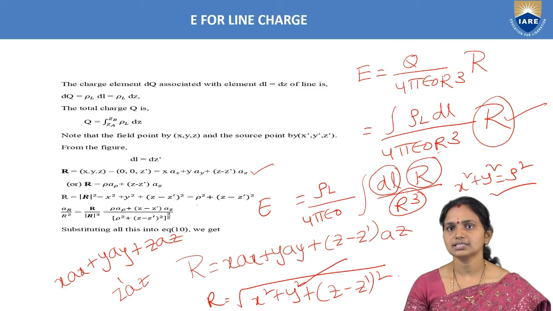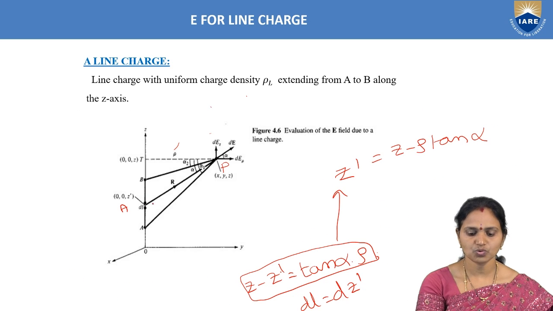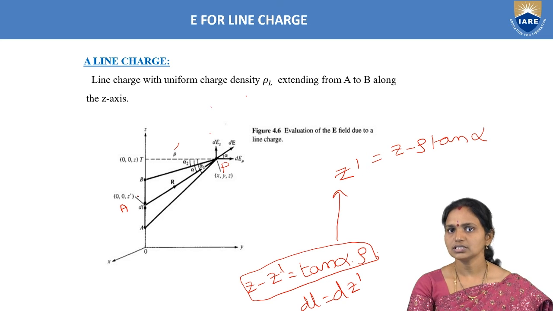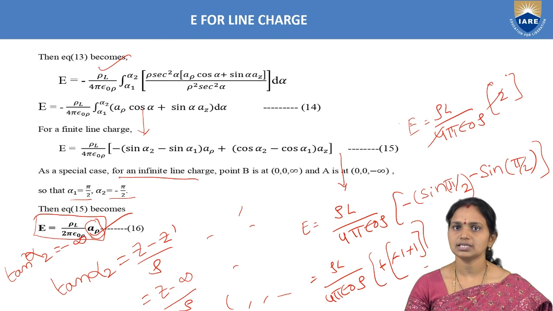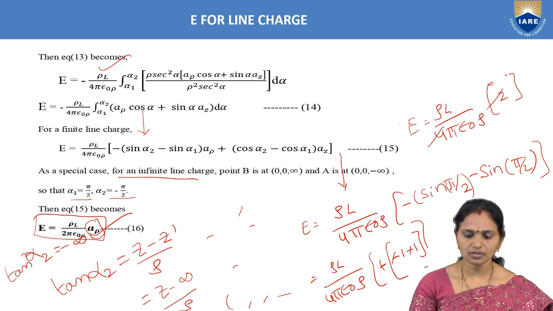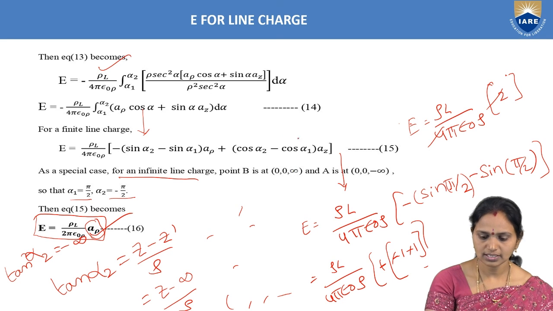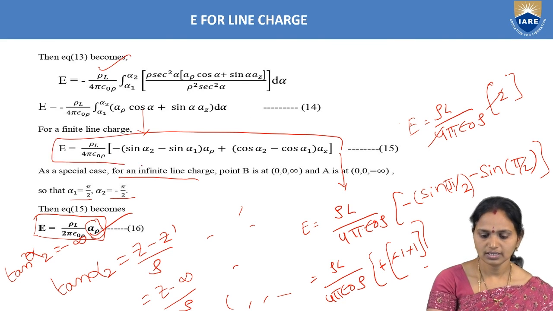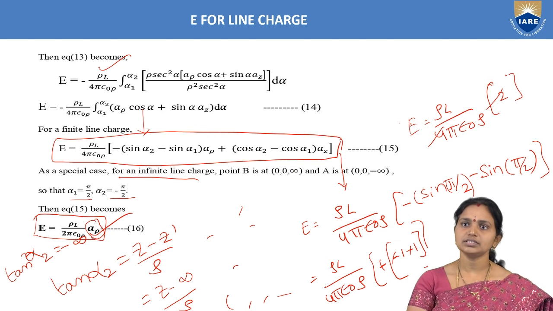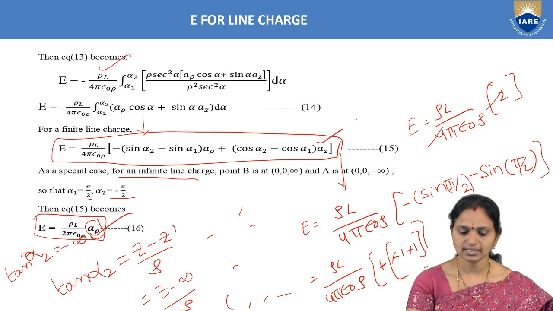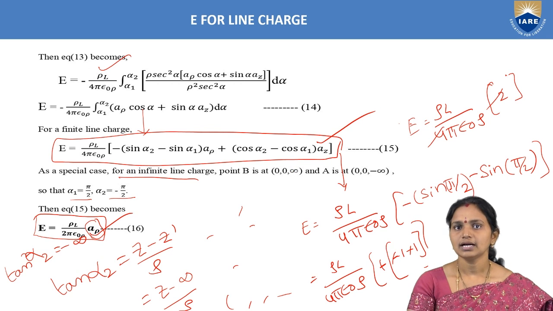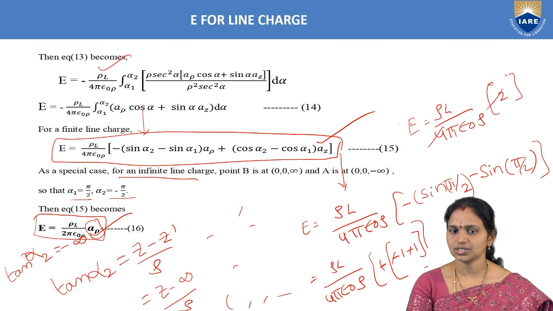dl is located at the z dash point. See here, dl is at the z dash point, that is also along z axis. So just to avoid the confusion, instead of taking it as z, we are taking it as z dash. So in the final equation, by replacing z and z dash terms, we got the equation in terms of alpha 1 and alpha 2. This equation we can take as the general equation in case of a finite line charge if it is located along z axis. If it is located along z axis and its length is finite, then we have the field components along both rho and z directions.